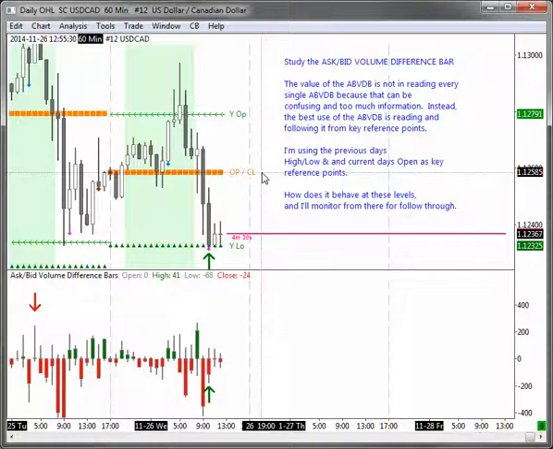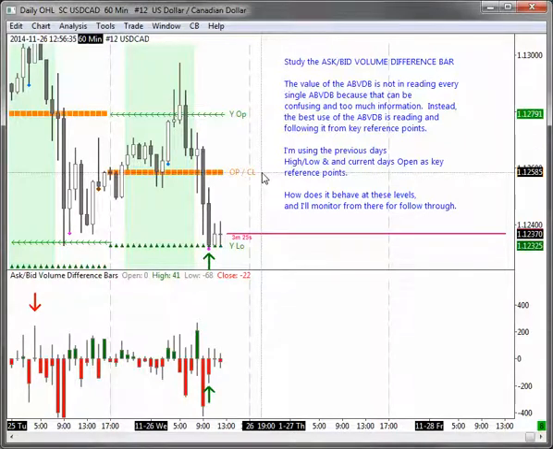trading activity or potential trading activity at the previous day's high, the previous day's low, and the current day's open, which is also the previous day's close. So I'm going to use the previous day's high, low, and current day's open as reference points, to then, when price gets to those reference points, look at the ask bid volume difference bars and see if any insights can be gained there.